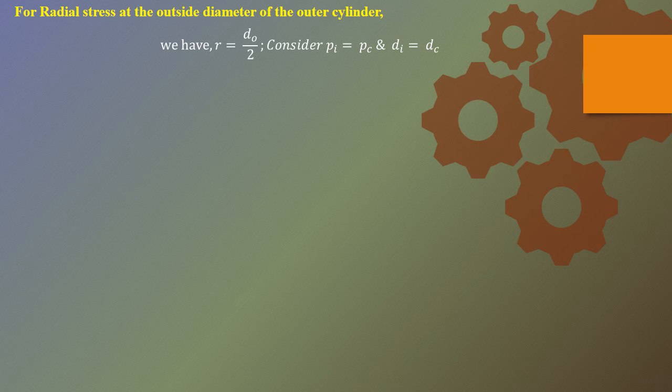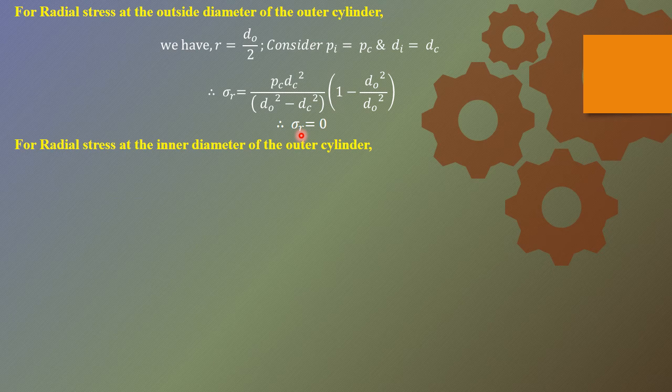So the same procedure will be carried out. So here, considering radial stress at the outside diameter of the outer cylinder, as was shown earlier, R will be equal to D naught by 2, right? So internal pressure will be nothing but the contact pressure, and internal diameter will be nothing but the contact diameter. So substituting R equal to D naught by 2 into the equation considering only the internal pressure, this is the final expression we will get. If you observe, D naught and D naught get cancelled, so there is no radial stress at the outside diameter of the outer cylinder. There is no radial stress acting.